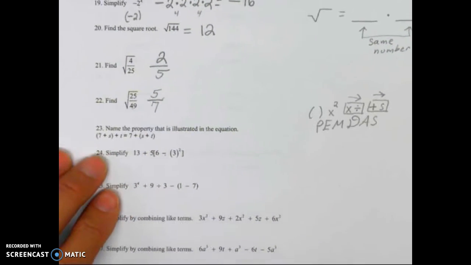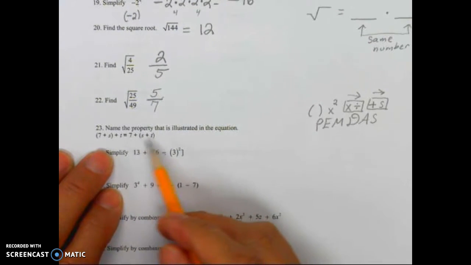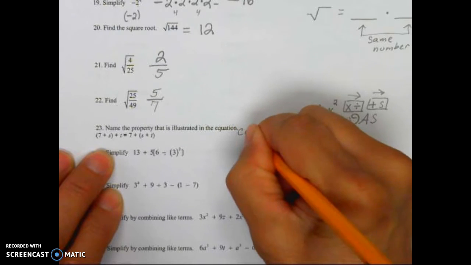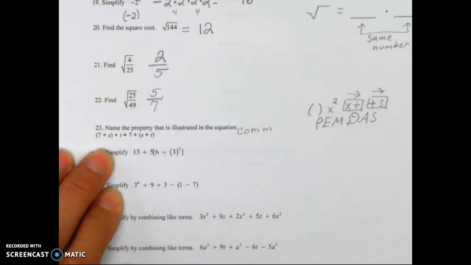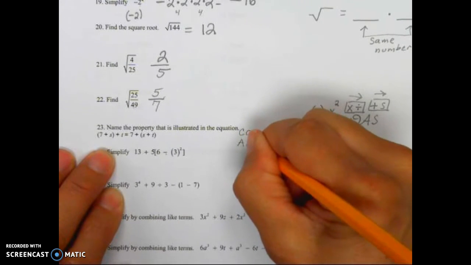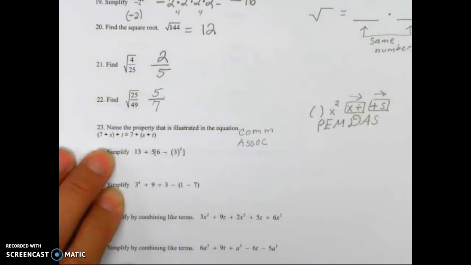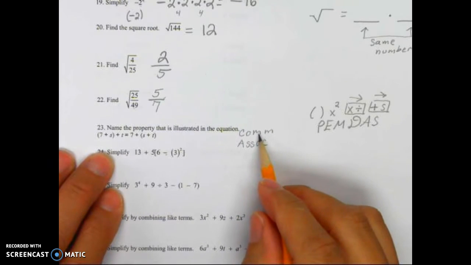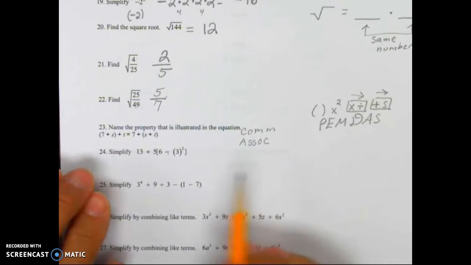And we have the two biggest properties. Our commutative, I'm just going to say that's the abbreviation, or we have the associative, and that's the abbreviation. Now, commutative means you change the order. So let's take a look at the order.